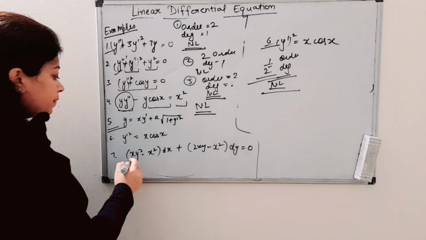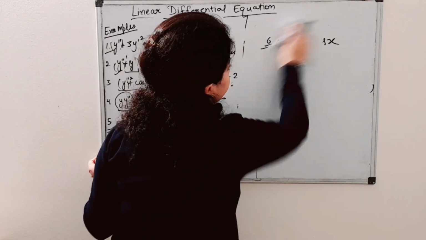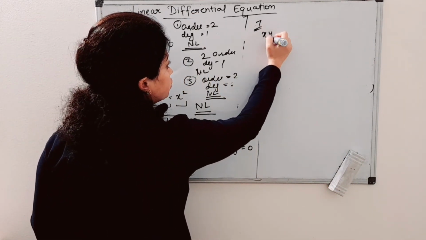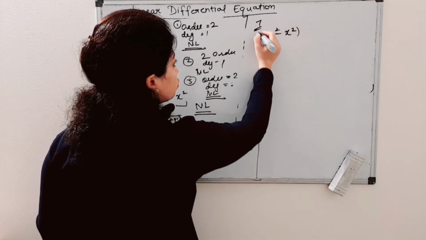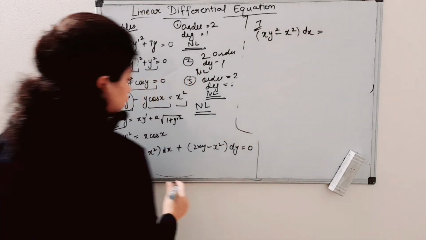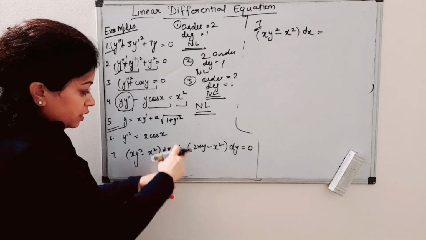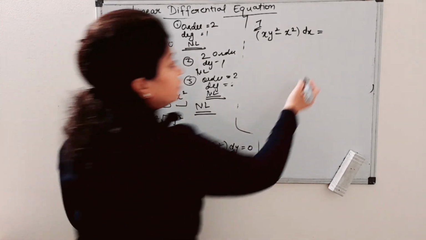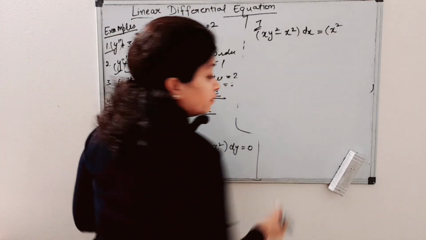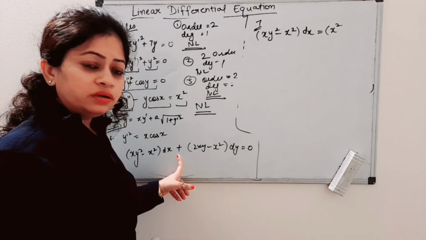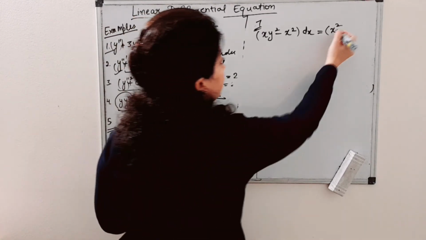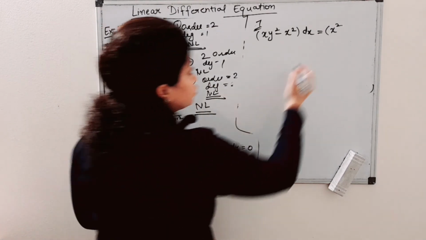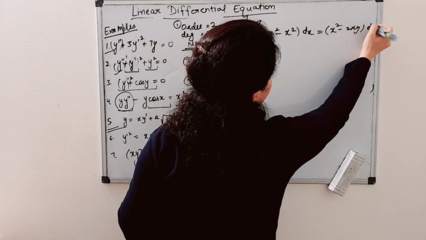So next is this, very important. See example number 7. Example number 7 is (xy square minus x square) dx plus (2xy minus x square) dy. If we take it on that side, can we write it like this? Because we will have to write it in the form of a differential equation. This is 2xy, so we will write x square as positive because we are taking it on the other side of equal. So x square minus 2xy dy.